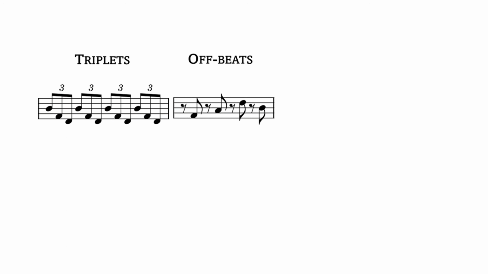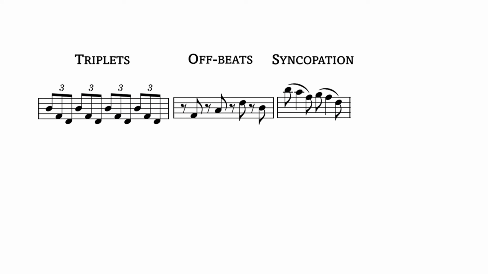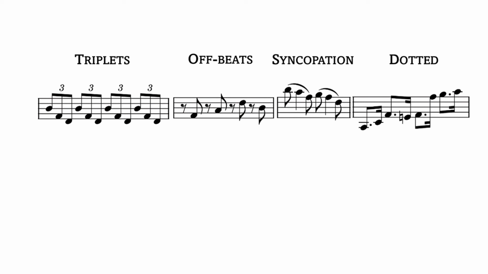With regard to changes in the rhythm patterns, there are plenty of options, but these are the most common ones within the classical repertoire. Triplets, offbeat notes, syncopation, and dotted rhythms. It was customary that at least a couple of the variations were based on some of these rhythmic patterns.